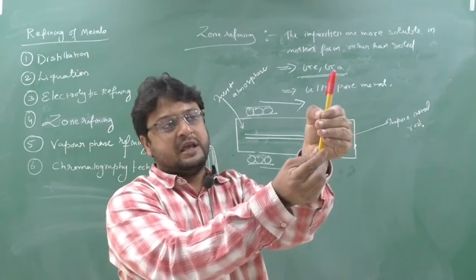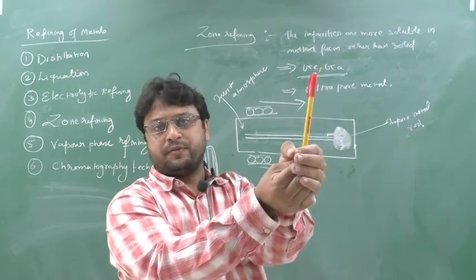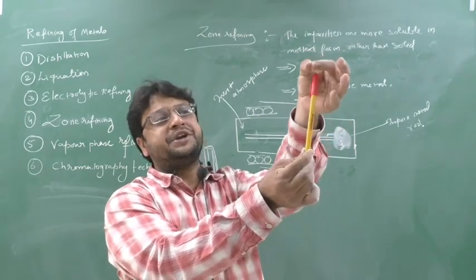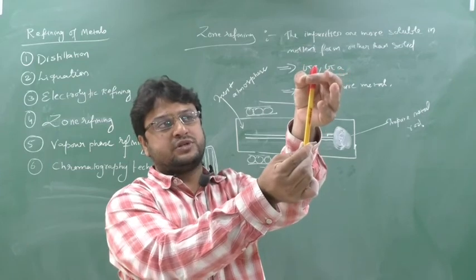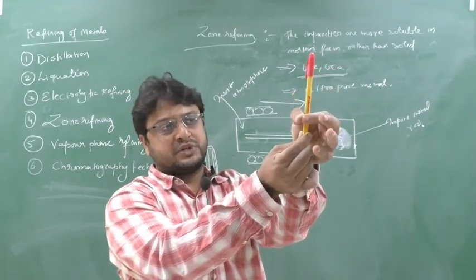As the heater moves, impurities also move. Here now the heater is off. Again the heater is taken up. Again the heater is started. Again the heater is moving slowly downside. Impurities are also moving downside.